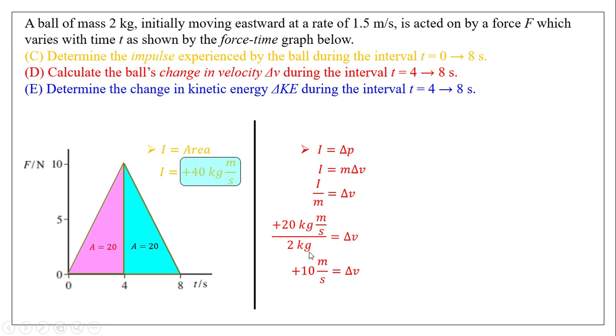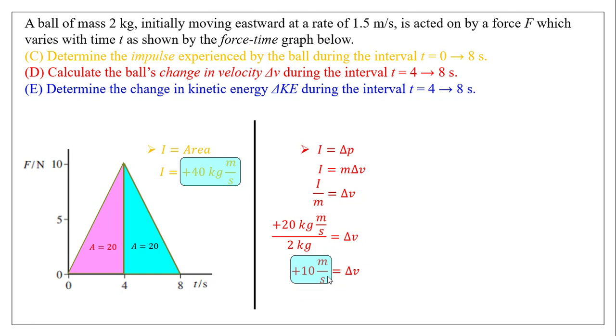So my change in velocity here will actually be a positive 10 meters per second. Velocity is a vector, so its change is also a vector quantity. It didn't use the word magnitude, so here I'm going to say that the object is speeding up to the right, so the change here is in the positive direction. All right, that is the answer for part D.